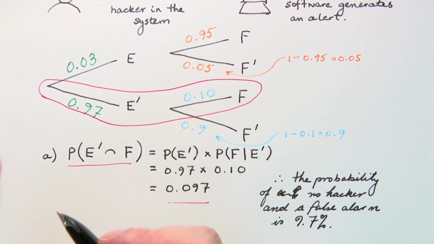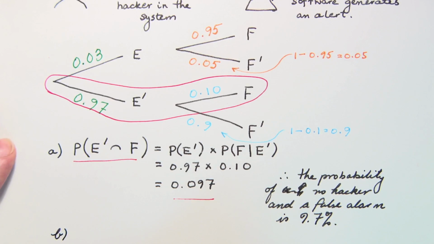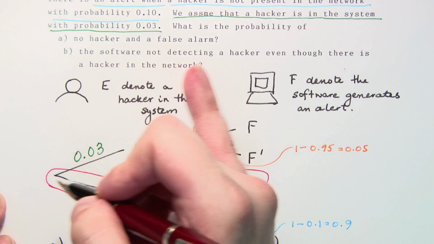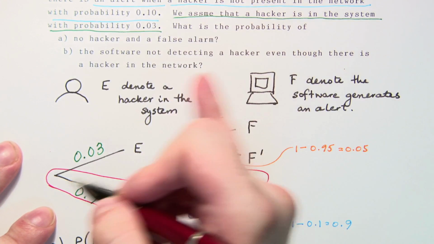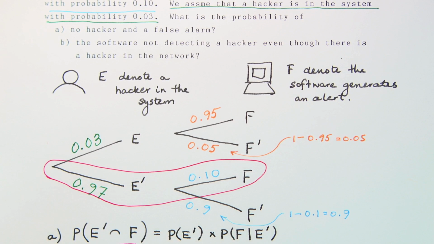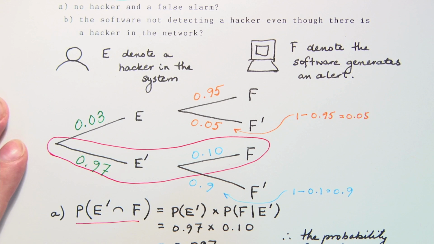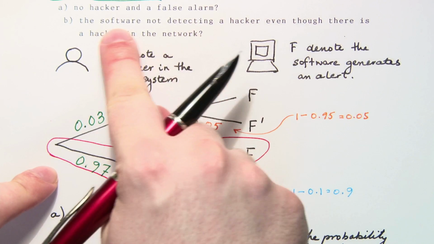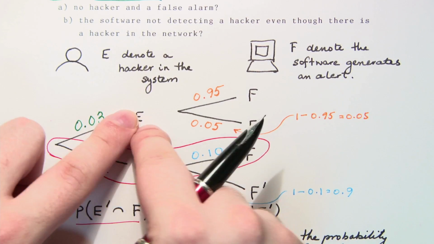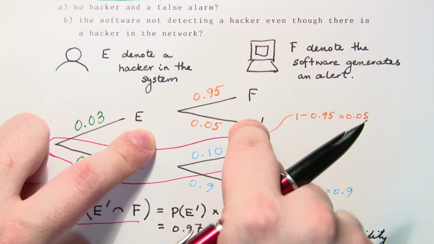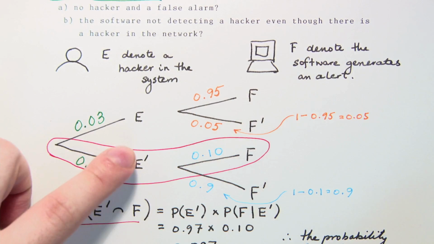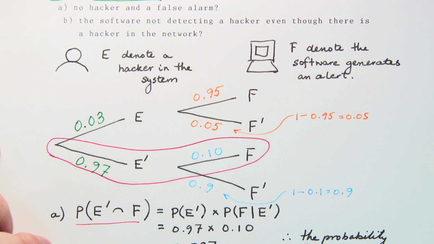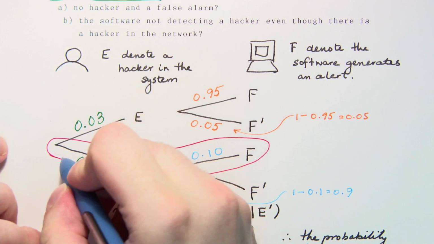Okay, so for B, this is going to go back to this question here. The software not detecting a hacker, even though there is a hacker in the system. So there is a hacker in the system, but the network isn't detecting it. So the software isn't detecting it. So this time, we're going to be following this branch here.